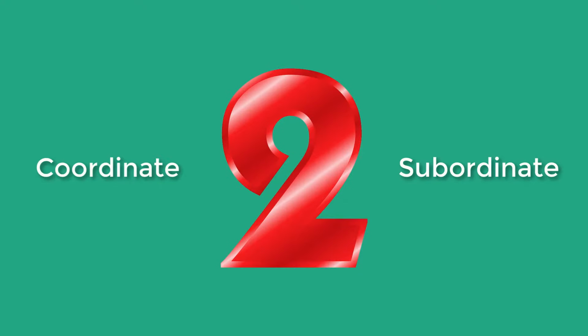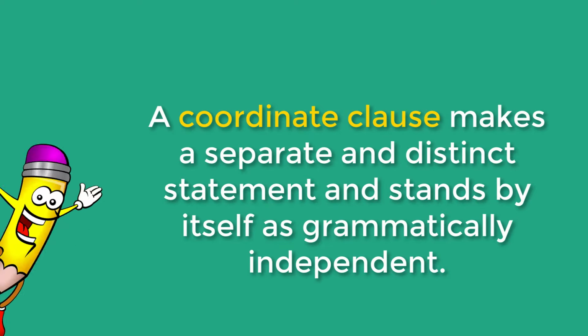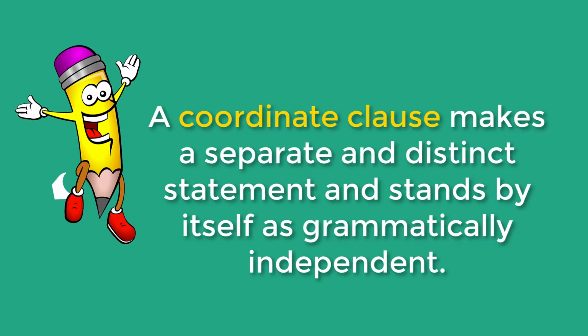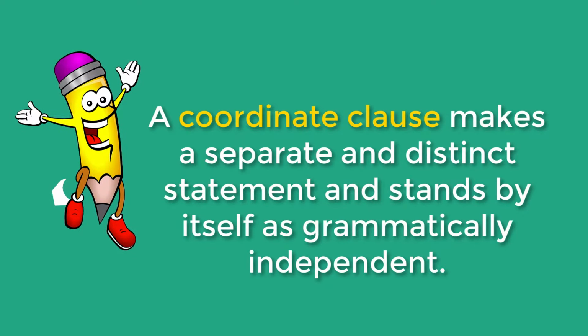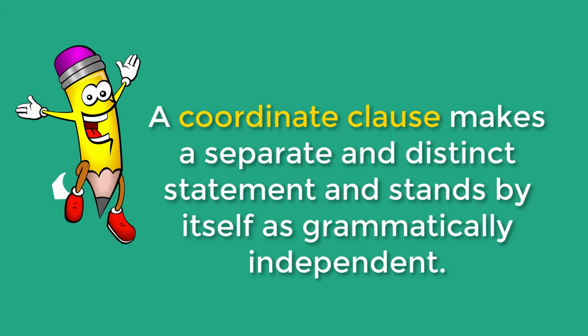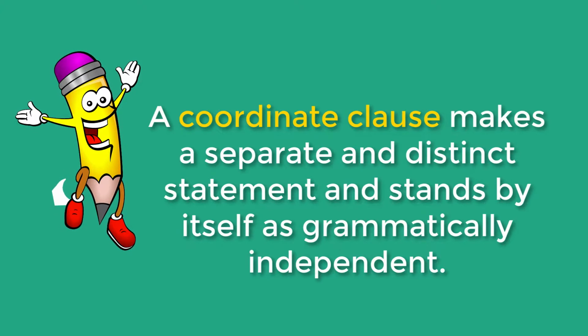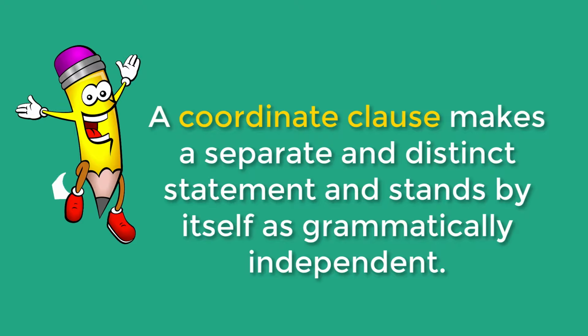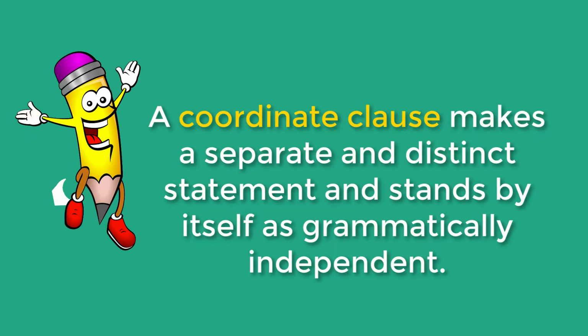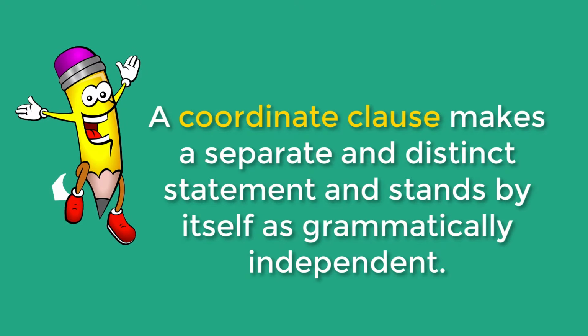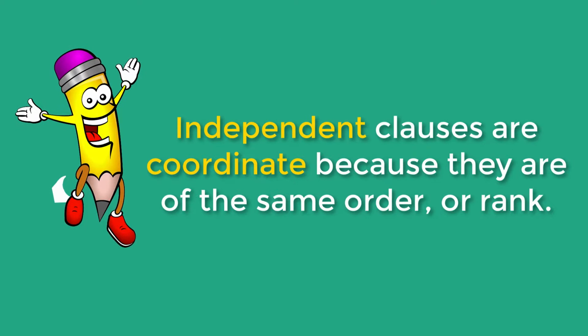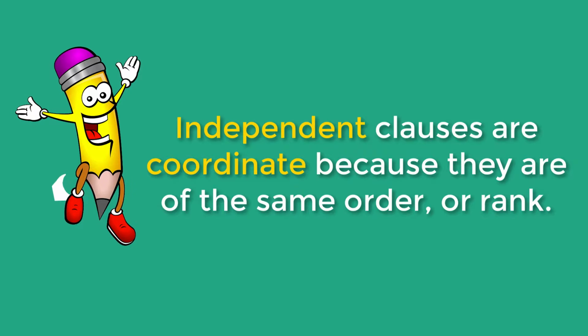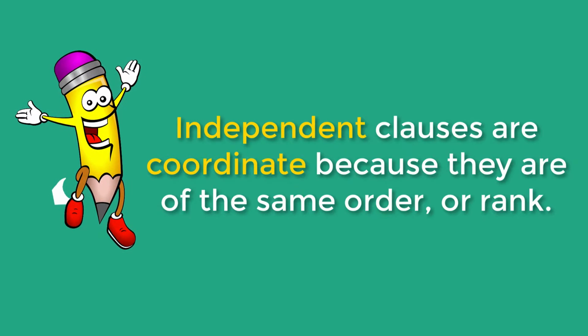Now there are two main clauses, the coordinate and the subordinate. Let's learn more about these before we go on. A coordinate clause makes a separate and distinct statement, and it might stand by itself as grammatically independent. A clause that makes a separate and distinct statement and stands by itself as grammatically independent is called a coordinate or independent clause. Clauses that are independent are said to be coordinate, that means of the same order or rank.